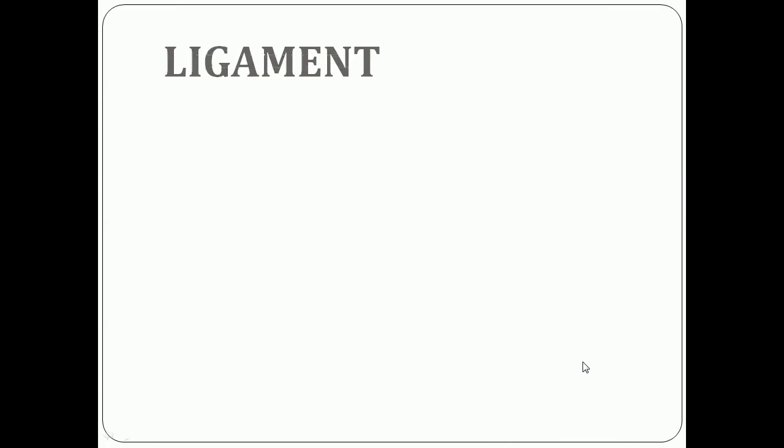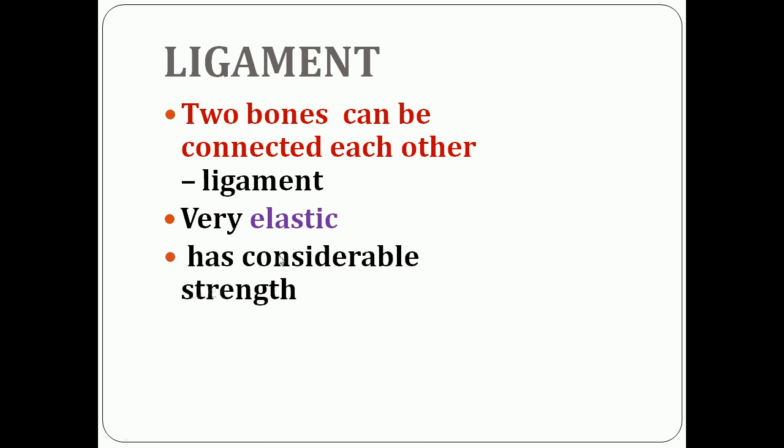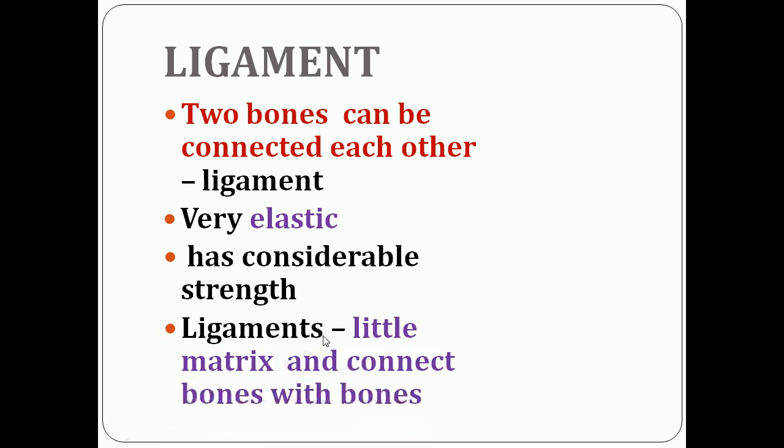Now the next type of connective tissue is ligament. So what is meant by ligaments? It is the region where two bones are connected to each other. Two bones can be connected to each other by the connective tissue called ligament. These tissues are very elastic in nature and have considerable strength. Ligaments have very little matrix, and they connect bones with bones.